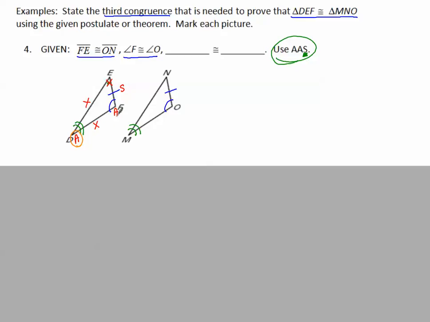I hit an X, but then I hit another letter. I hit an A, and then right after that I hit an S. So angle, angle, side works when I use that angle. So let's write down in the blank what was the third thing we had to mark. Angle D congruent to angle M.